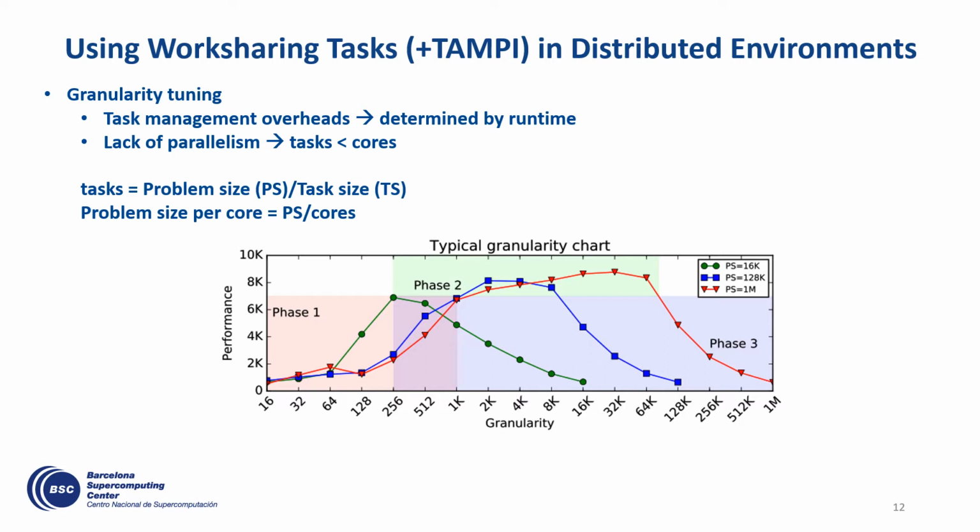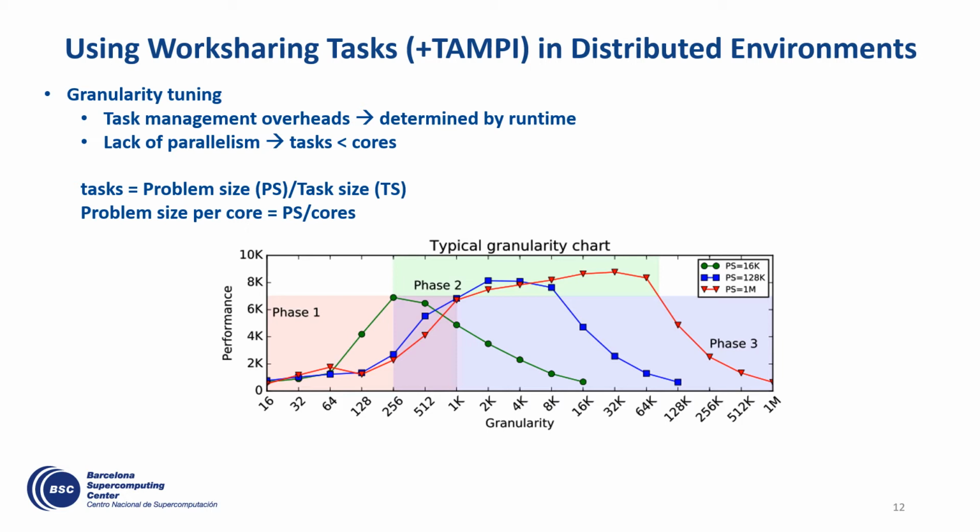So, if we use a very fine granularity, task management overheads hurt performance. However, if we use a very coarse granularity, there is lack of parallelism that also hurts performance. We can see that in the chart, which shows granularity in the x-axis and performance in the y-axis. In phase 1, there is too much overhead and we cannot reach peak performance, while in phase 3, there is not enough parallelism and we cannot reach peak performance either. In phase 2, the granularity is optimal and we can actually obtain the peak performance.